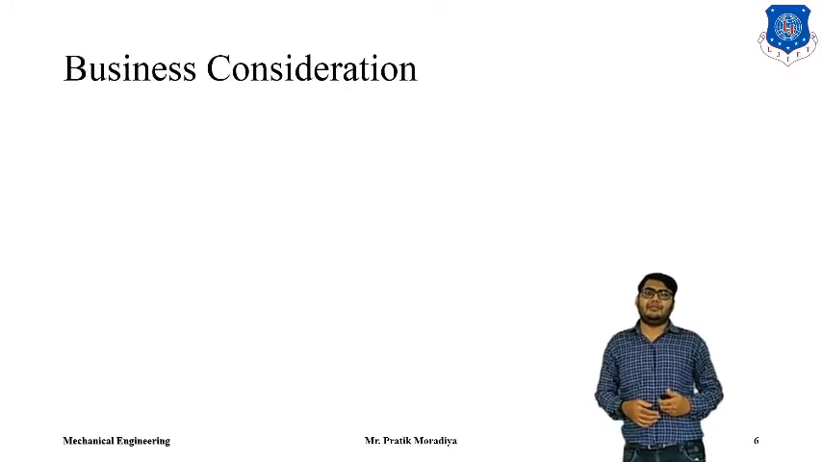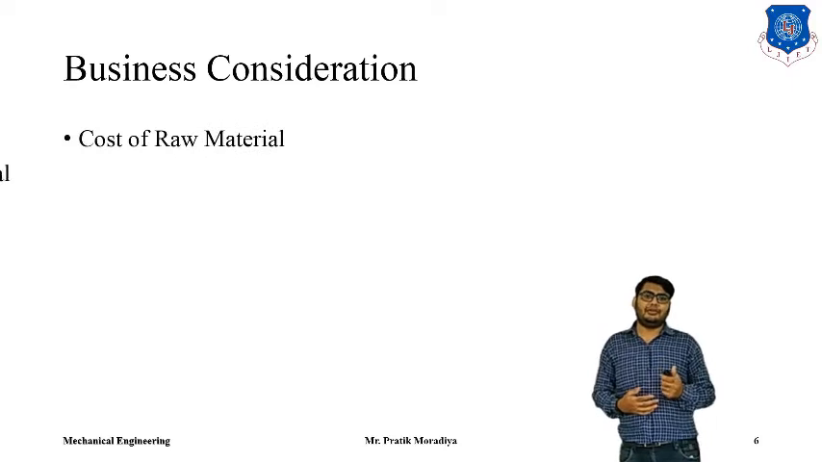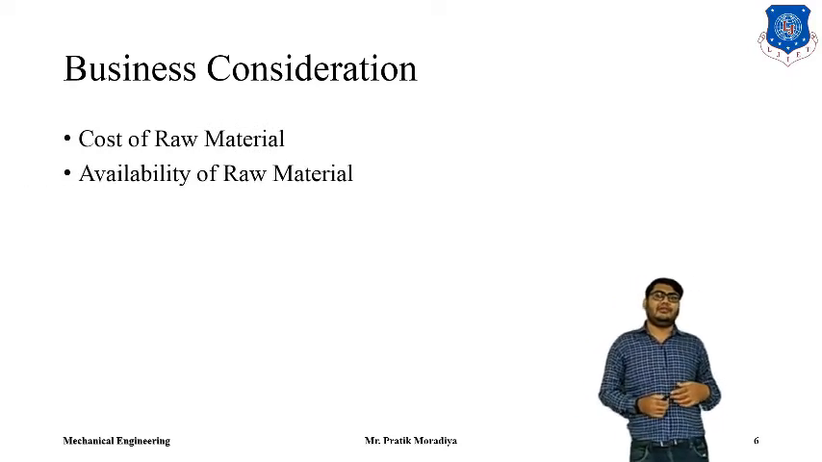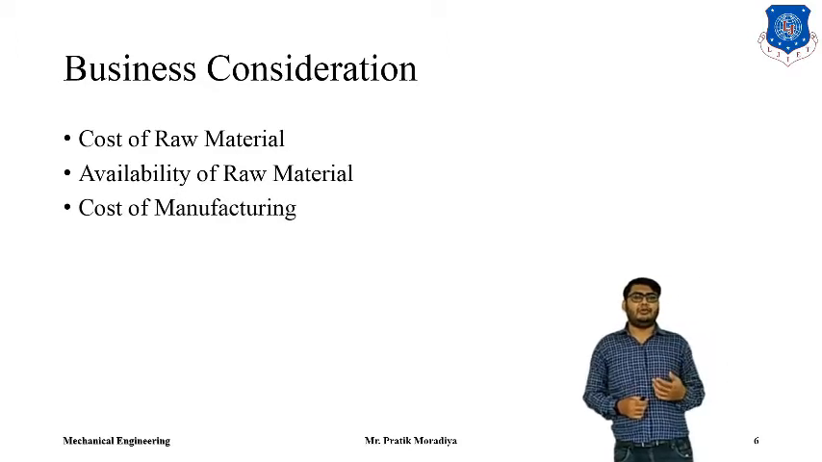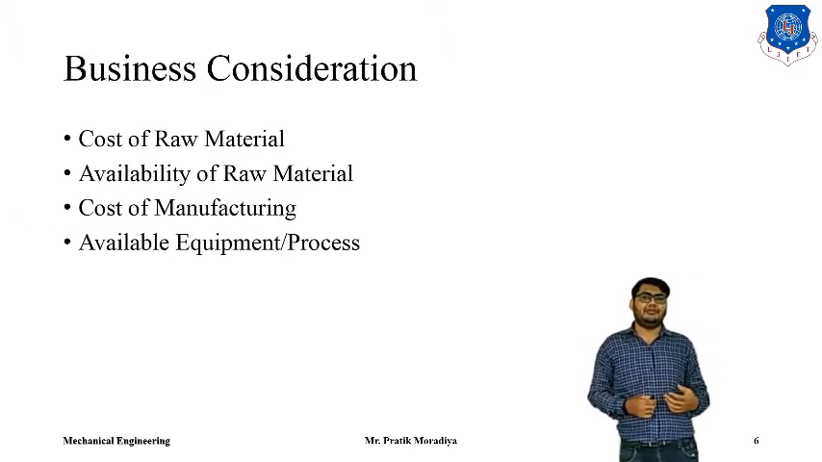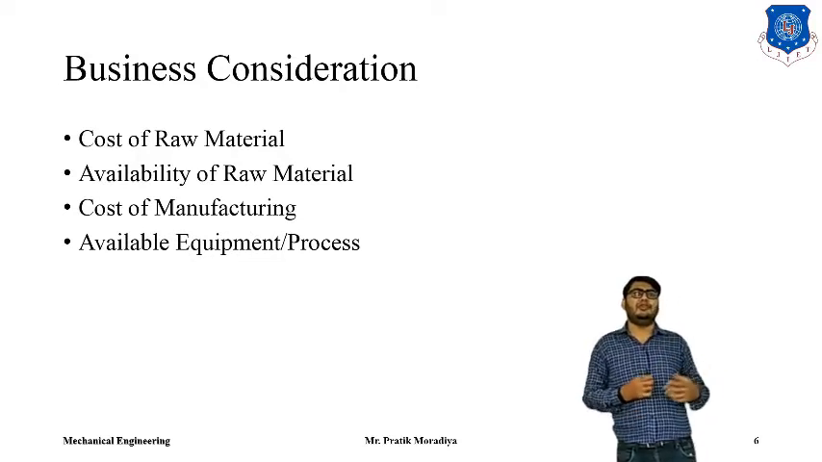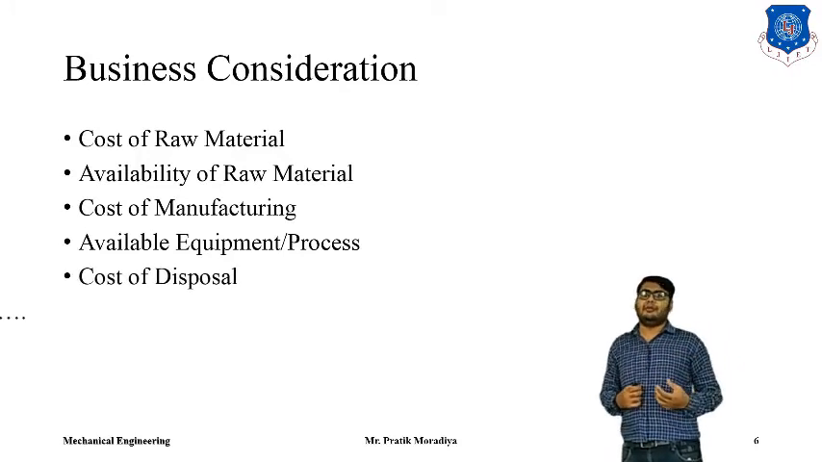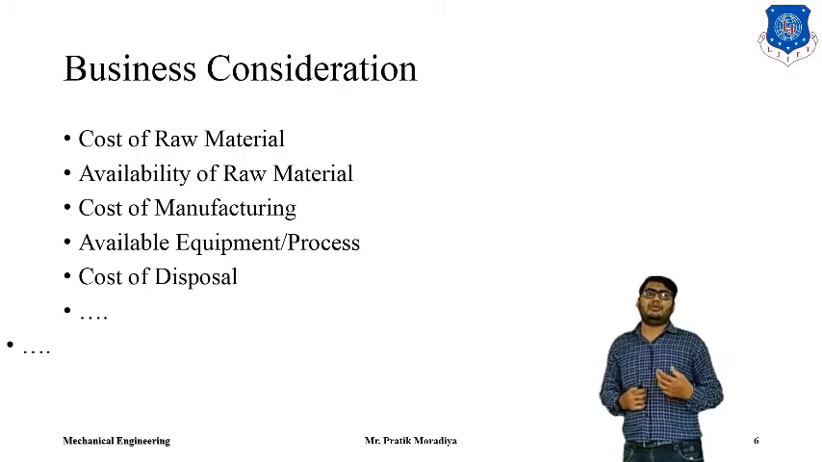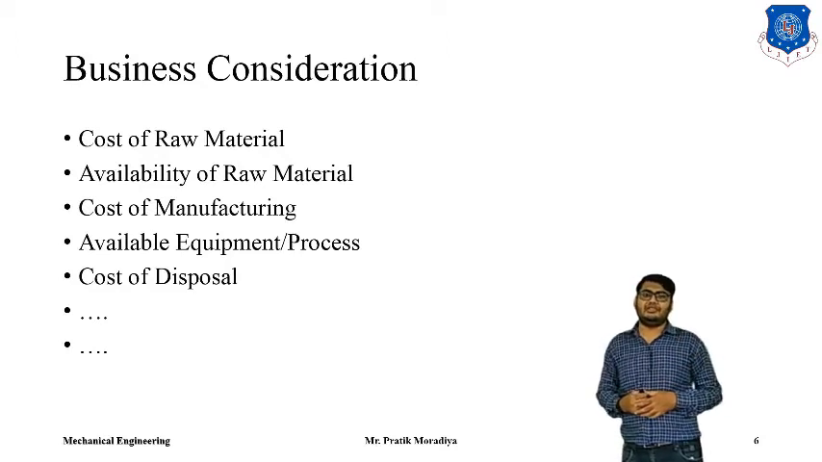And in the last, in business considerations, we think about the cost of raw materials. Is the material available or not in the nearby area? The manufacturing cost, how much cost will be required in the manufacturing? Do we have available equipment or processes or not? Or do we need to purchase some extra equipment to make the production possible? How much cost will be there for disposal? All these, and many other criteria, will be considered in the business considerations.